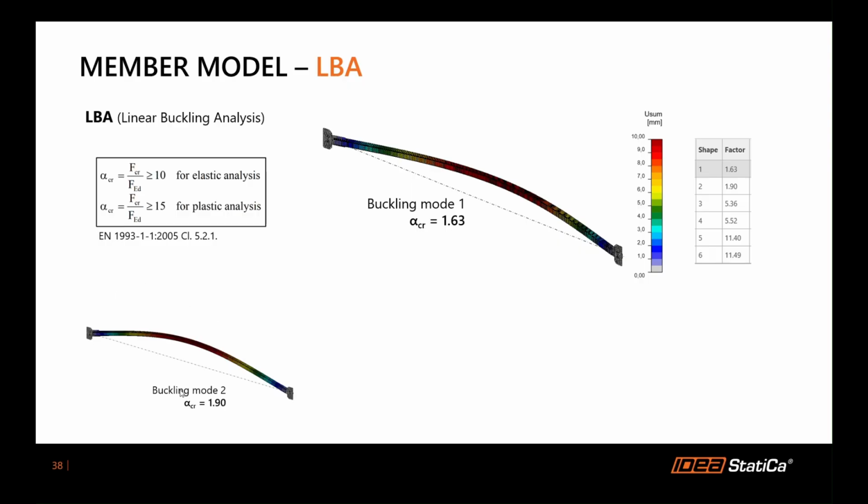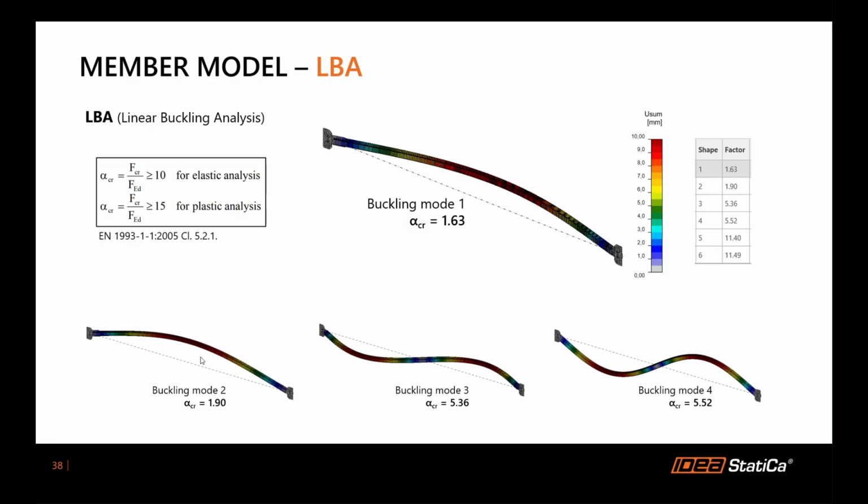Now here you see buckling mode 2, 3, and 4. So buckling mode 2 is the first sinus, but then in the vertical direction, and in 3 and 4 you see the second one, so the full sinus shape.